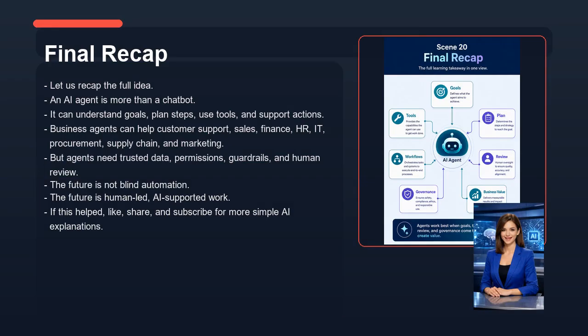Now let's look at the final recap. Let us recap the full idea. An AI agent is more than a chatbot. It can understand goals, plan steps, use tools, and support actions. Business agents can help customer support, sales, finance, HR, IT, procurement, supply chain, and marketing. But agents need trusted data, permissions, guardrails, and human review. The future is not blind automation. The future is human-led, AI-supported work.